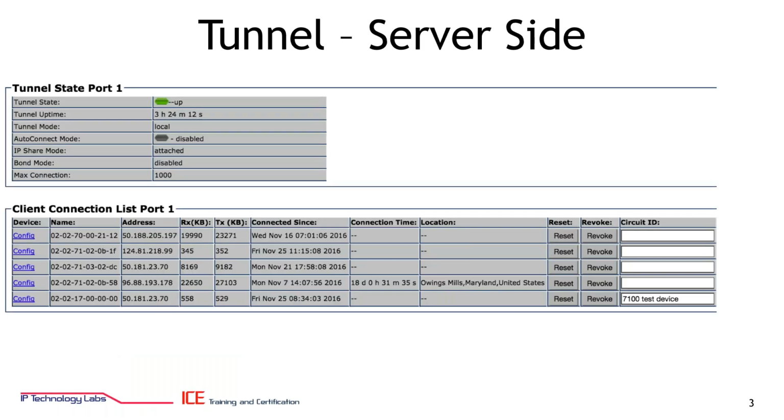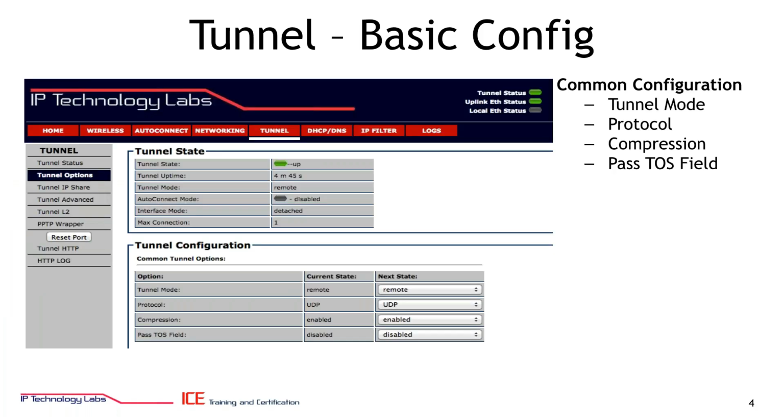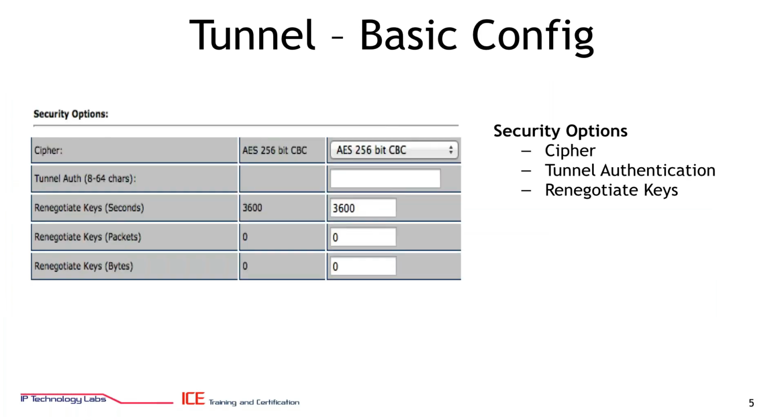Same type of thing when I log in and the device is set for server. I get an overview of all the devices that are connected to me. I also get information in terms of whether we're running in bonding, how many connections are allowed, whether we're in IP sharing mode. Basic configuration: each of the devices can be configured as a client or a server. We can run UDP or TCP, you can enable or disable compression or passing TOS fields. You can select your cipher. By default, we run AES 256.